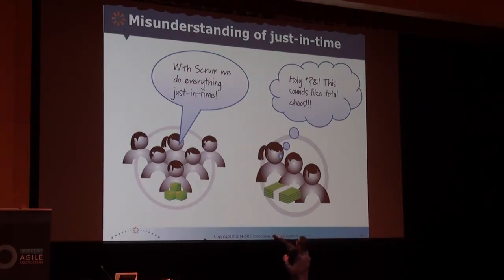Right? So you've got these people over here going, we love Scrum, we do everything just in time, so any of this request for doing any work up front, we don't have to do that. This is Agile. You've got these people over here saying, this sounds like total chaos to me. Now how do we bridge the disconnect?